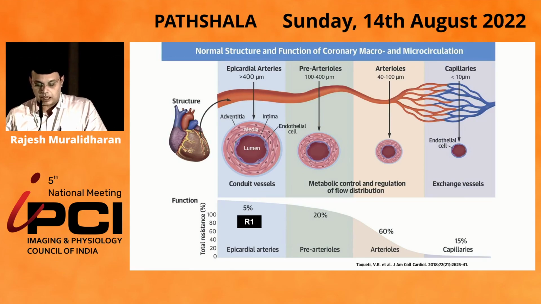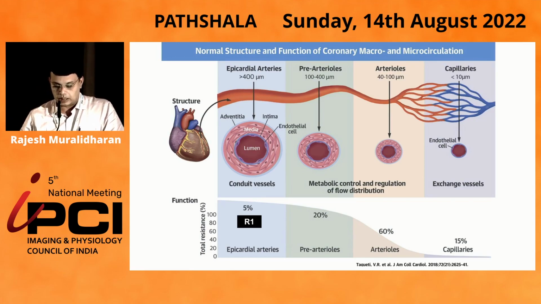Next, we have the pre-arterioles and the arterioles, which are sized between 400 to 40 microns, that offer the bulk of resistance. They act as sort of gatekeepers, which regulate the coronary myocardial blood flow and keep it at a constant rate depending on the metabolic demands, or the level 2 of resistance.